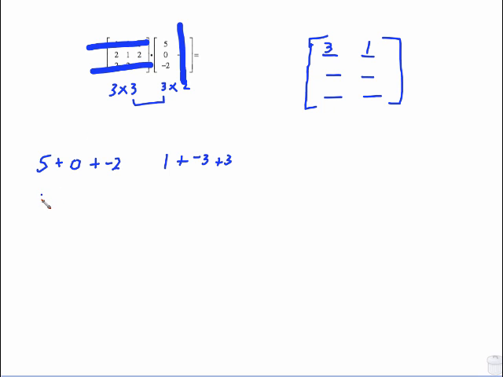2 times 5 is 10, plus 1 times 0 is 0, plus 2 times negative 4... I mean, 2 times negative 2 is negative 4. Put that together, gives us 6. Move your cover over. This is now second row times second column. 2 times 1 is 2, plus 1 times negative 1 is negative 1. 2 times 3 is 6, which gives me 7.